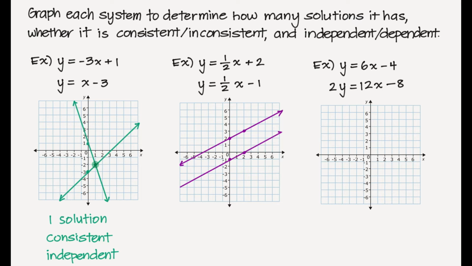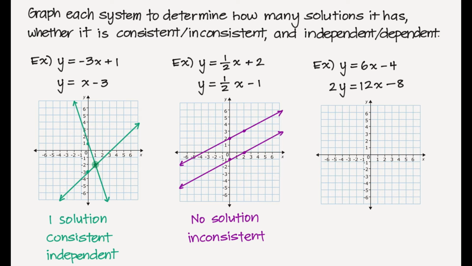And as you can see, they are parallel lines, meaning that this system has no solution, and they are also inconsistent. Now, if the two lines are never intersecting, it can never be independent or dependent, so that's why we're not writing that for this example.